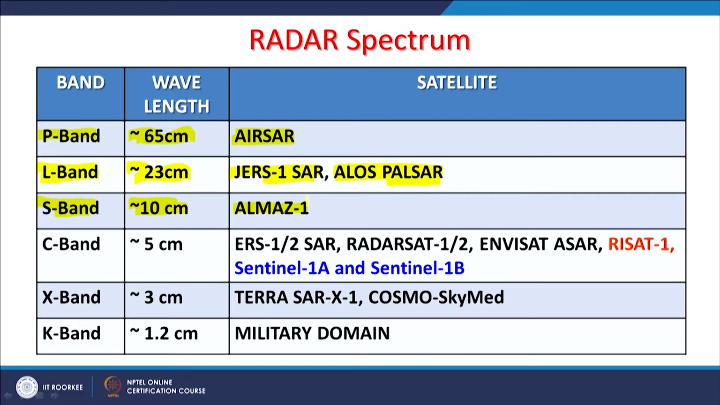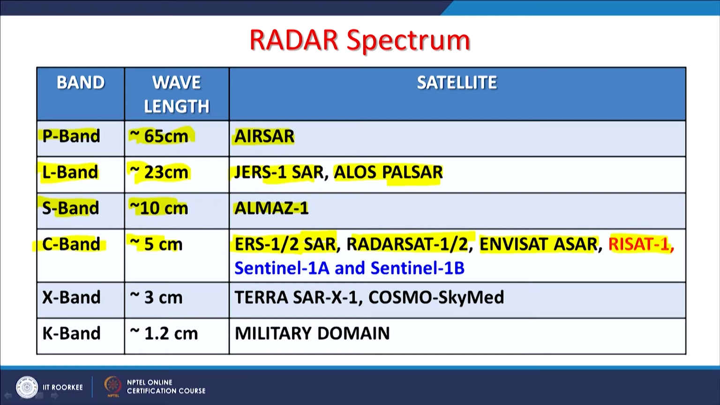Another very common band is the C band, somewhere around 5 centimeter; sometimes you get 5.8 or 5.6 centimeter, but on average we consider it around 5 centimeter. ERS 1 and 2, the synthetic aperture radar sensors, had a C band antenna. RADARSAT of Canada, 1 and 2, were both in the C band. ENVISAT ASAR was also very popular. Neither these ERS or RADARSAT satellites, including ENVISAT, are functional now; they all had the C band.